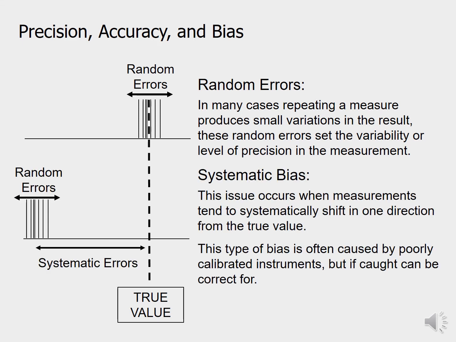Another way we describe errors is as a systematic bias, which can occur when measurements are being affected by something that shifts all the measurements in one direction away from the true value. This is common with poorly calibrated instruments, but when caught, can be corrected for.